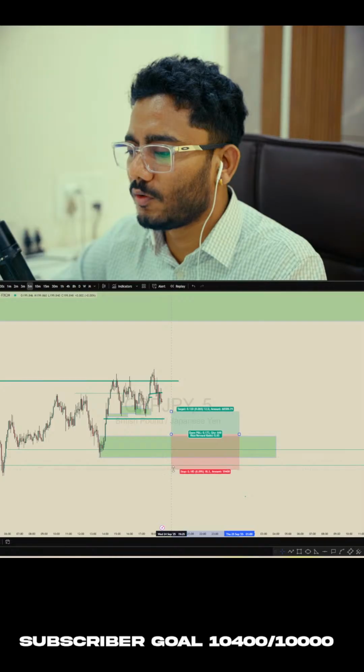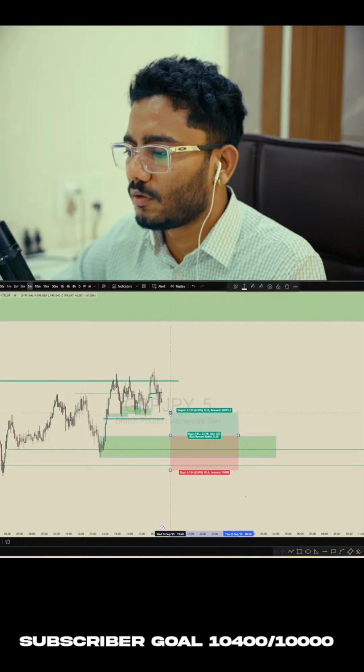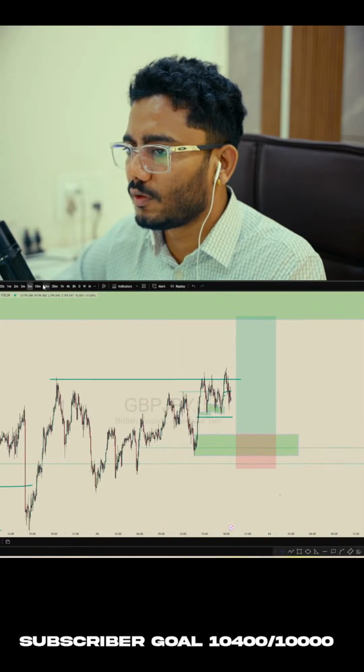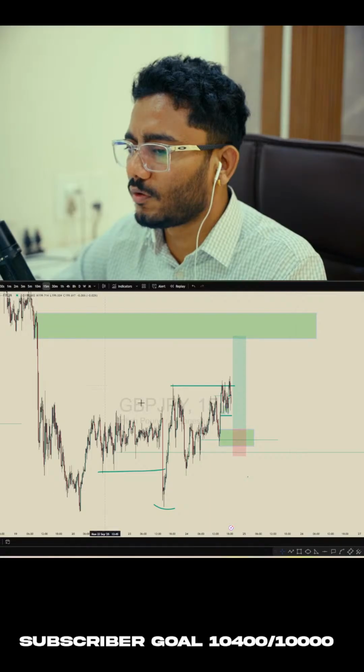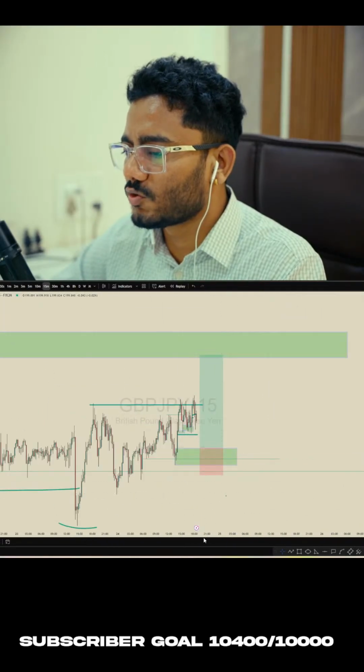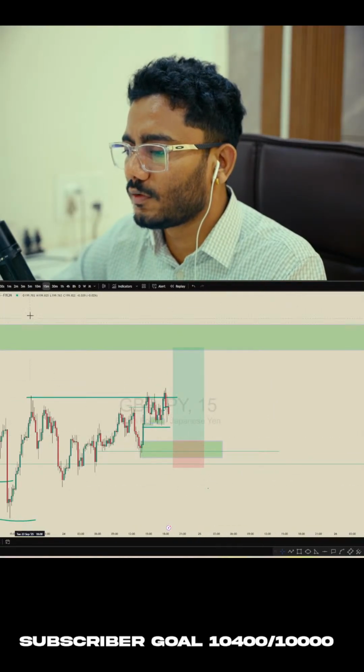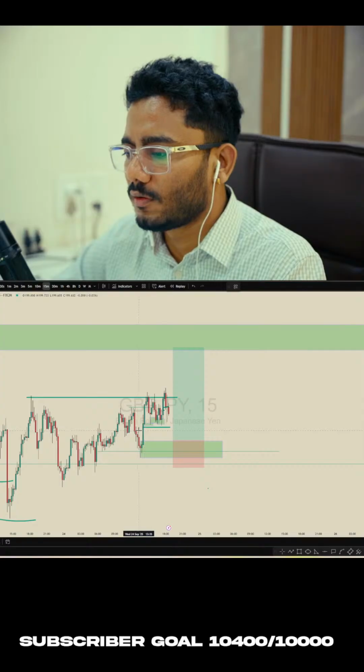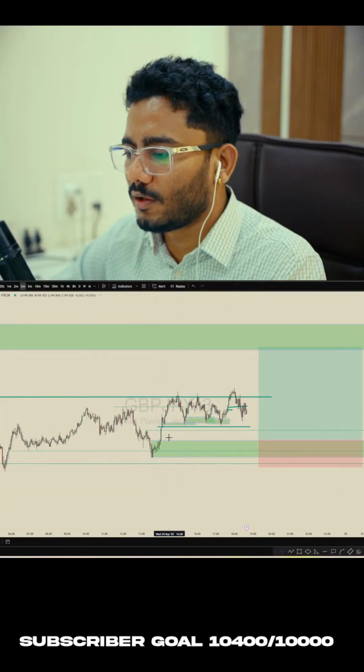Stop loss will be below this low. Next high will be target. So the next liquidity, because it's continuing to the upside. The internal structure is to the upside. And we have this structure break. And there's a breaker block from here.